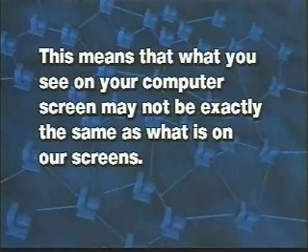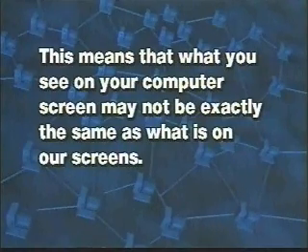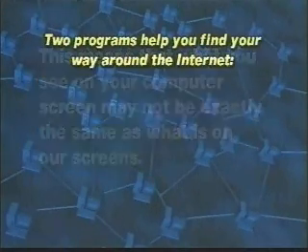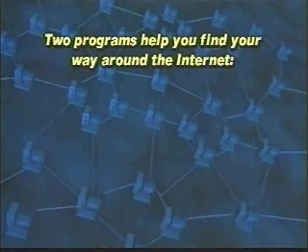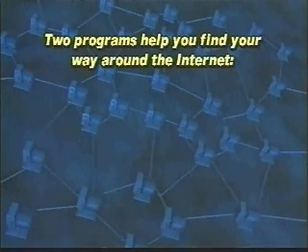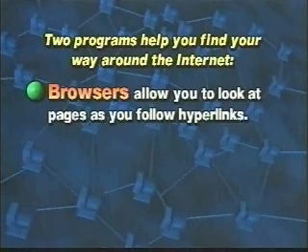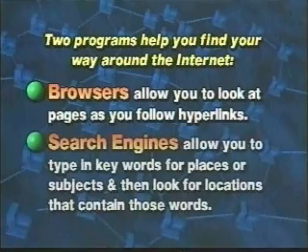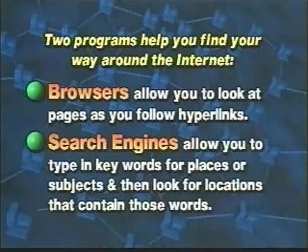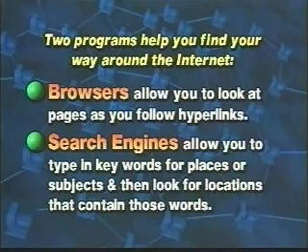One more thing we should understand before moving on is the tools we use to find our way around this gigantic wealth of information. There are two basic programs that help with this task. They are browsers and search tools. Browsers are programs that allow you to look at pages as you follow your hyperlinks through the web, choosing different subjects. Search engines allow you to type in keywords for places or subjects that interest you, and they will scour the web looking for locations that contain the words you've typed.